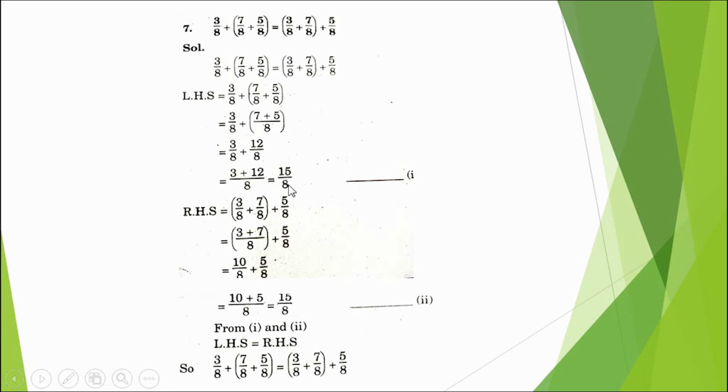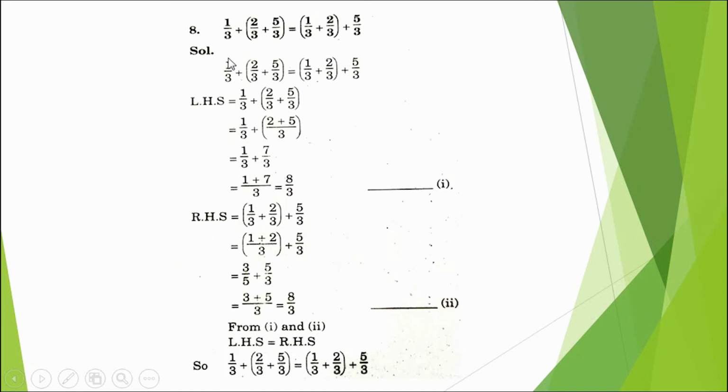Plus 5 over 8. Now the denominators are the same, we write 8 one time, 10 plus 5 comes as it is. When we add 10 plus 5 equal to 15, and 8 comes as it is. Now right hand side is equal to 15 over 8 and left hand side is equal to 15 over 8. Therefore left hand side is equal to right hand side.